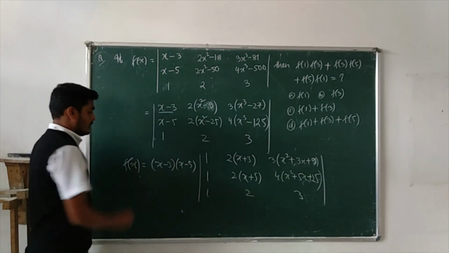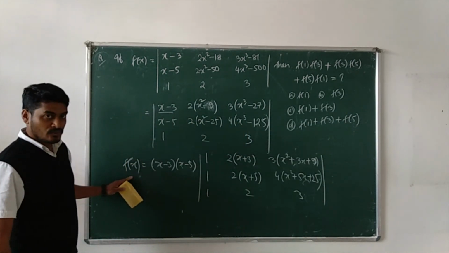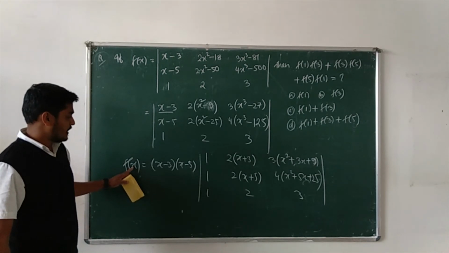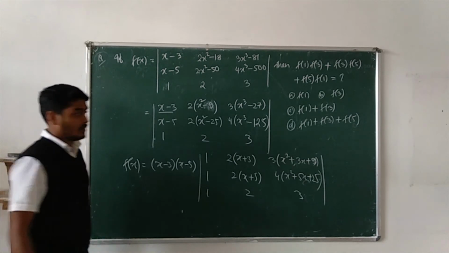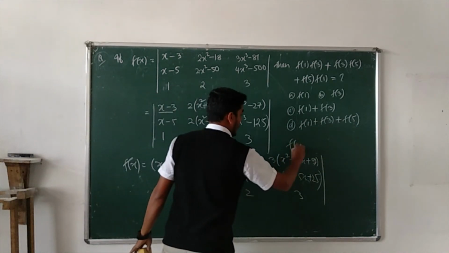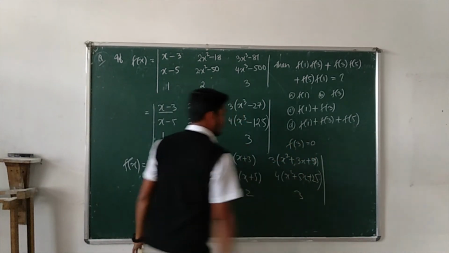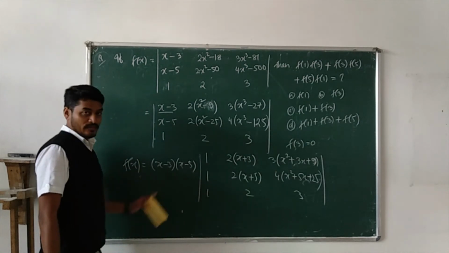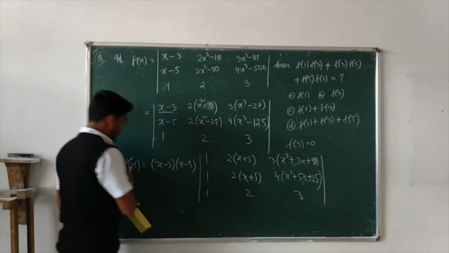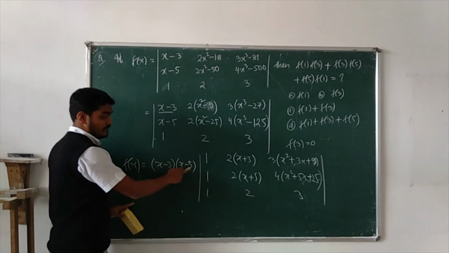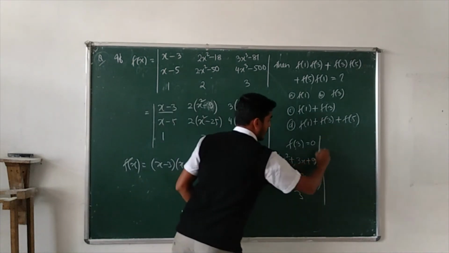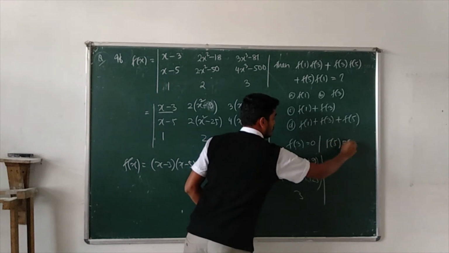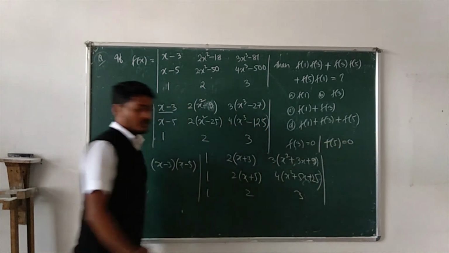Listen. Already from the observation you have come to know that for x equal to 3, 3 minus 3 will become 0. This whole value will become 0. We have got that f of 3 is equal to 0. And we have got it for x equal to 5 also. The whole expression for x equal to 5, that means f of 5, 5 minus 5 will become 0, 0 into something is 0. So we have got that f of 3 as well as f of 5 will become 0.